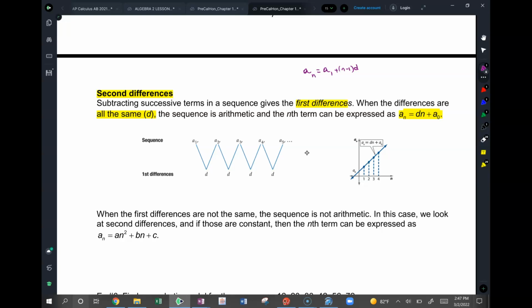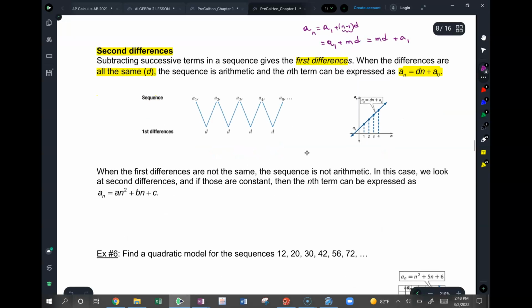Another way of writing it is a_1 plus some constant, let's go with m, times d. Now, can I rewrite that a different way? d times m, or m d, plus a_1. Does that look like mx plus b? A little bit, right?